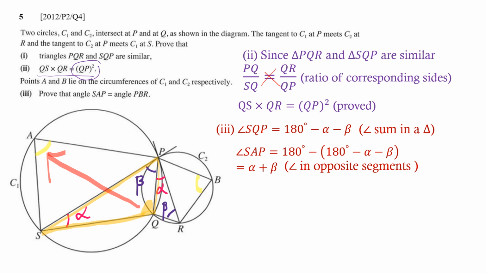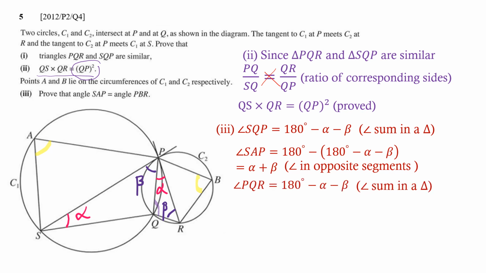You can do the same for the smaller triangle. We're going to find this angle first, PQR, which is 180 minus alpha minus beta, angle sum in the triangle, and then use the cyclic quadrilateral.